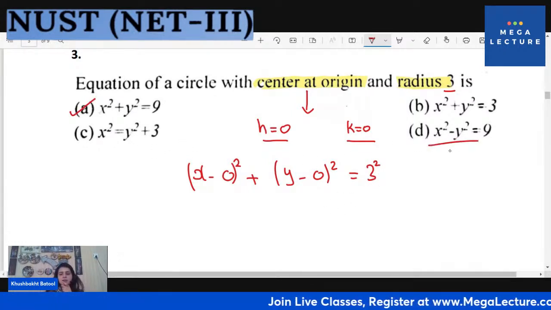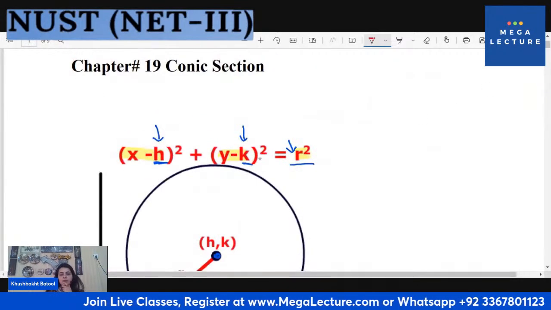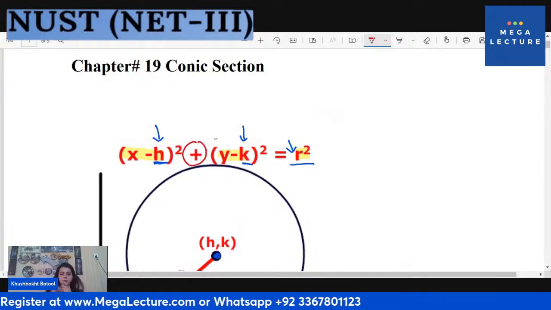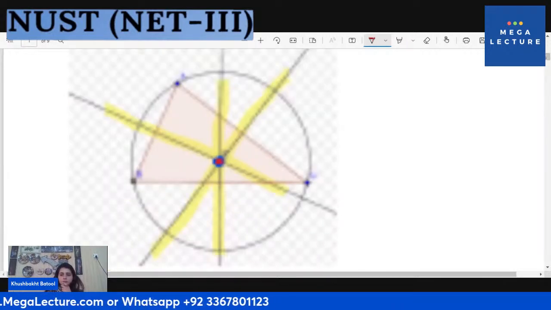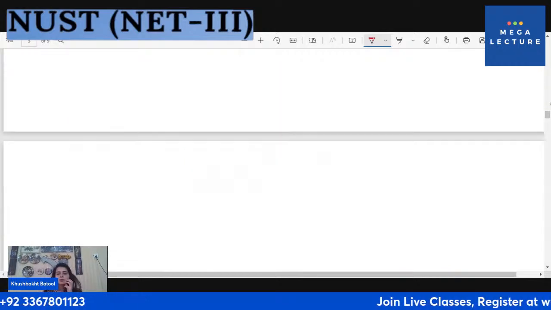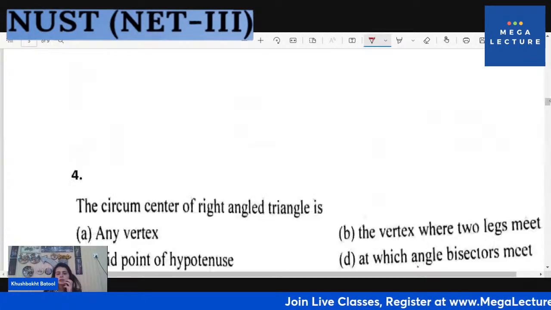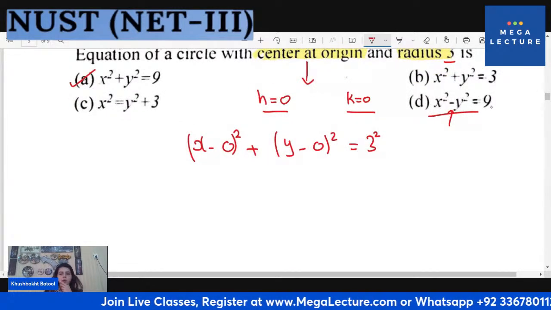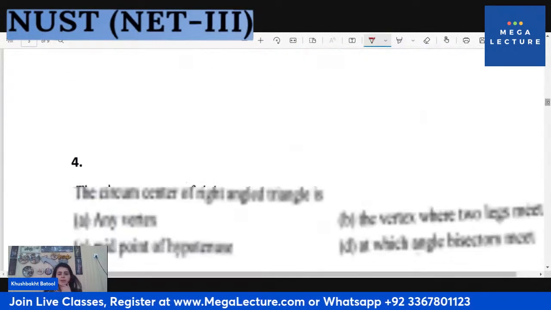Why isn't this the answer? Because we have a minus sign here and we know that in the general form between the two pairs we have plus. Okay, alright. So that is how I know the answer is going to be A. Okay, let's talk about the next question quickly.